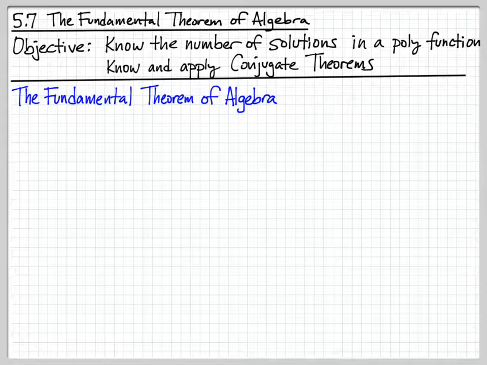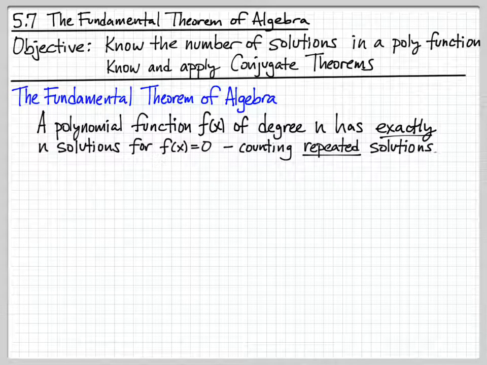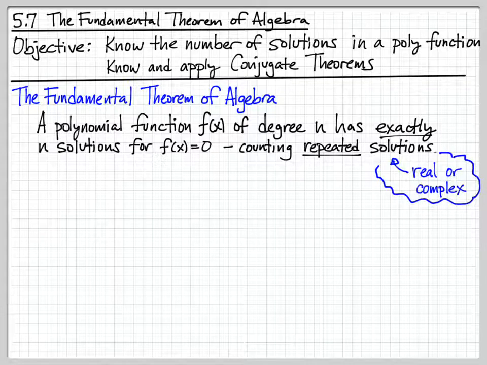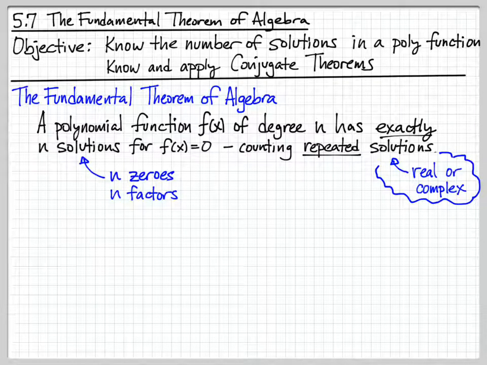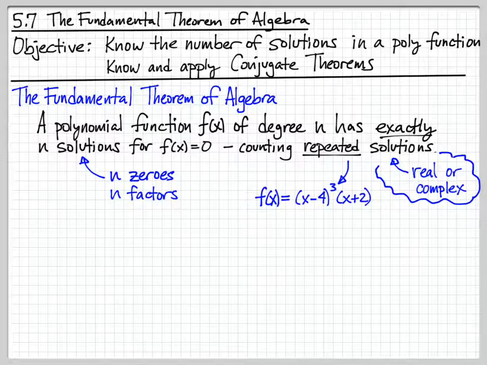What it states is that a polynomial function of degree n has exactly n solutions for f of x equal to 0, counting repeated solutions. Now the solutions can be real, they can be complex numbers, but no matter what, there are n solutions when the degree is n. Remember, solutions, we had other words for that. If there are n solutions, there are also n zeros, there are n factors, and this is a new concept, this idea of a repeated solution.